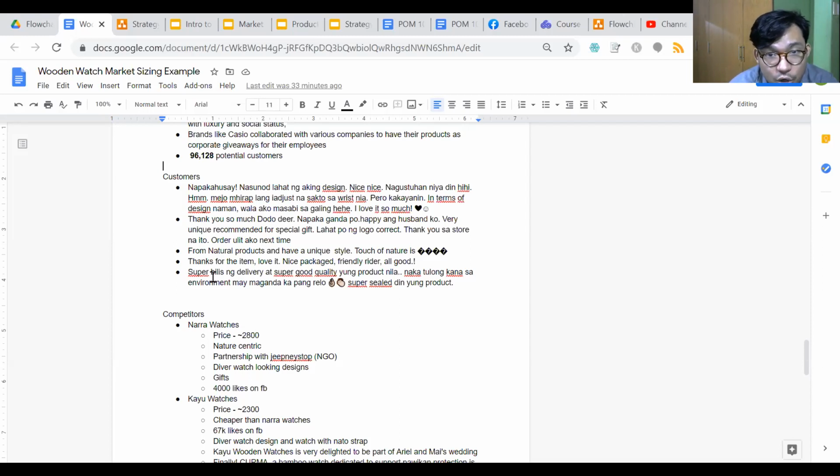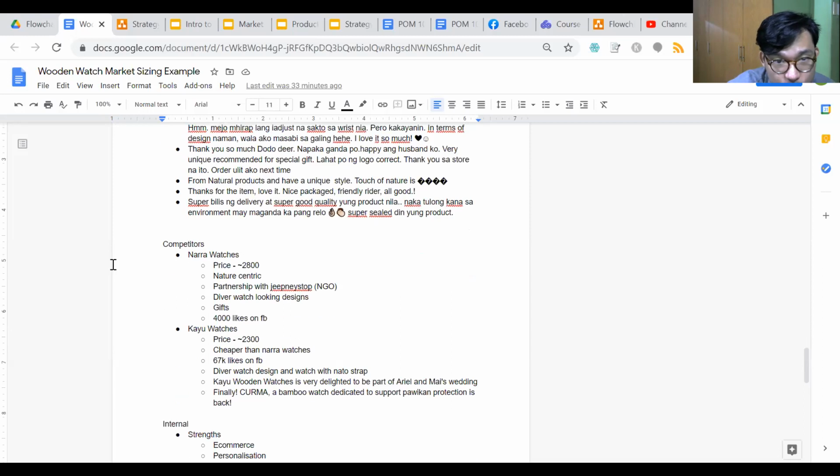Next is from Nara watches, I think. National products and have a unique style, touch of nature, with some emojis. So a lot of people are buying it for that eco-friendly aspect. Next, thanks for the item, love it, nice package, friendly rider, all good. So packaging is a factor. Next is super bilis ang delivery, at super good quality yung product nila. Nakatulong ka na sa environment, may maganda ka pang relo. Super sealed in the product. So packaging and eco-friendly again.